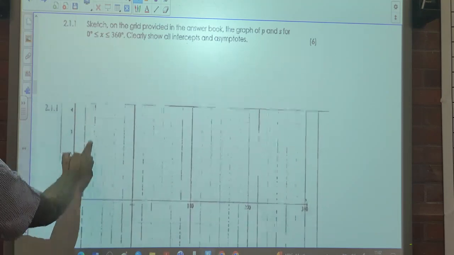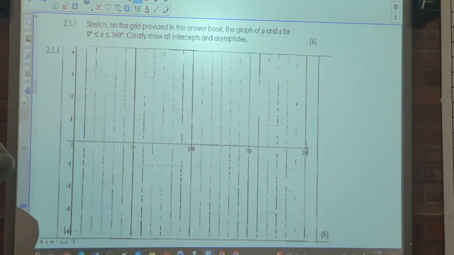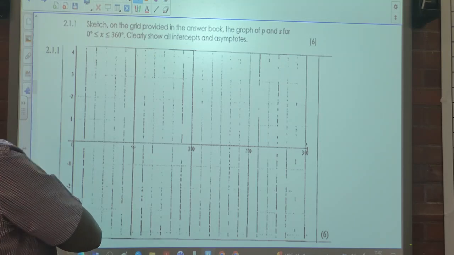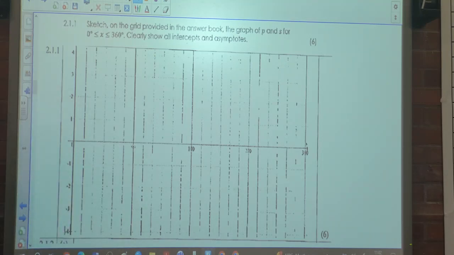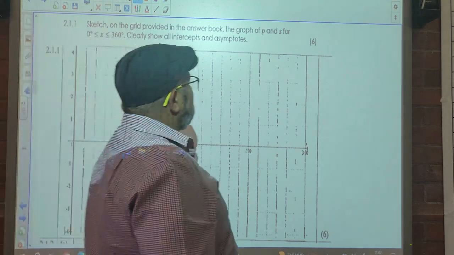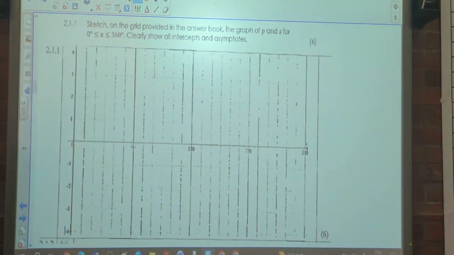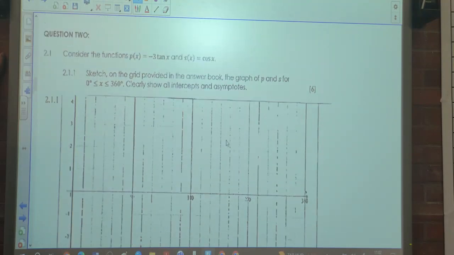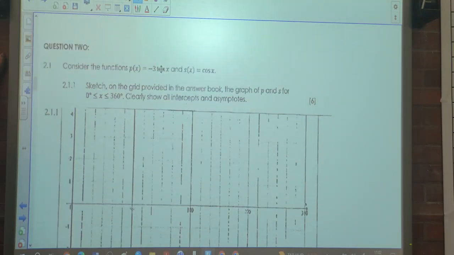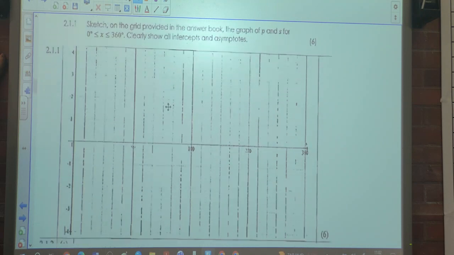We are told to sketch on the grid provided in the answer book the graphs of P and S for x greater than or equal to 0 but less than or equal to 360. Clearly show all intercepts and asymptotes. So we know the one graph that has asymptotes is your tan graph. Okay. So you would be drawing the -3 tan graph.